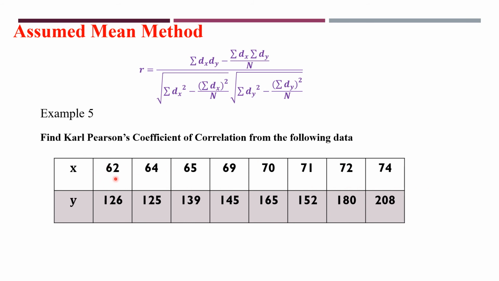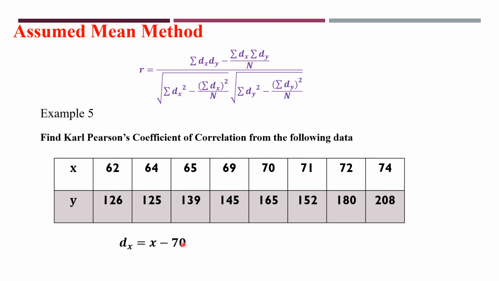Now, how many data are there? 1, 2, 3, 4, 5, 6, 7, 8. 8. So, we don't have an exactly middle point. We can take either 69 or 70 as the middle point. I have taken 70 as the middle point. You can take even 69 as the middle point. So, define dx as x minus 70.